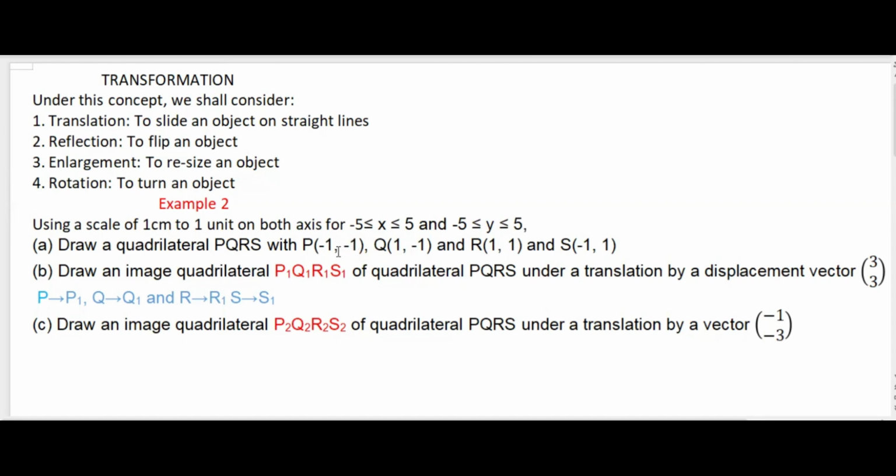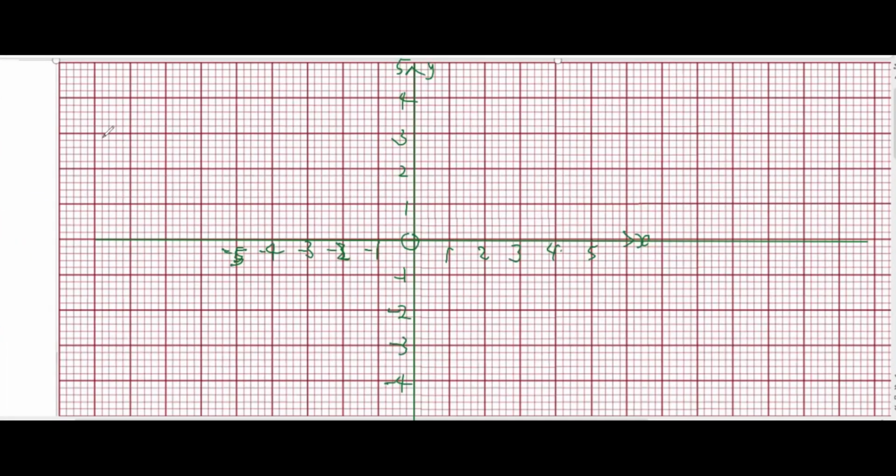P is -1, -1, Q is 1, -1, R is 1, 1, and S is -1, 1. So we'll quickly draw the object. Now the coordinate of P is -1, -1. P will be located on -1, -1, and that is this place. So we have point P here.